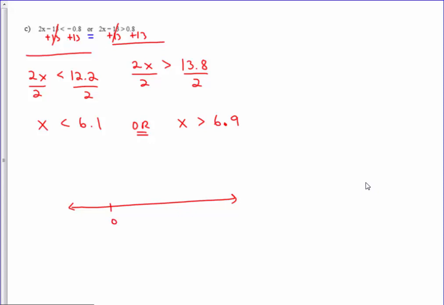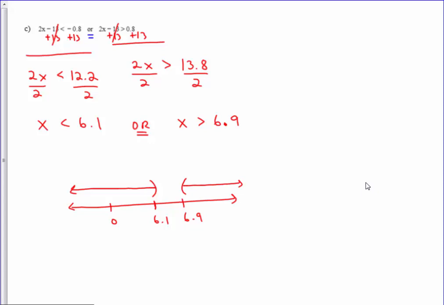So we'll have 0 on the left, 6.1 to the right, and 6.9 to the right of that. We have x is less than 6.1, so a parenthesis, and the graph would go to the left for that one. And then x is greater than 6.9, so a parenthesis, and then to the right of that one.